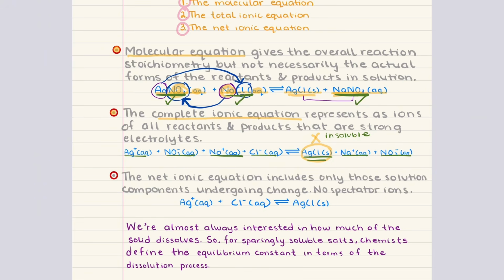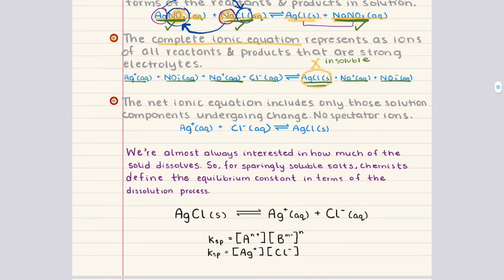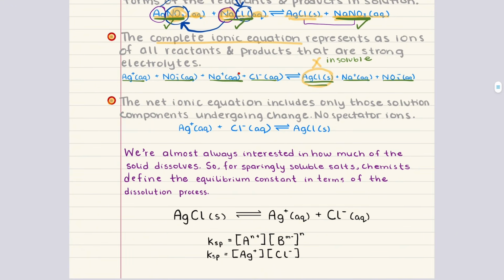Now we can move into our final step. Step 3 is writing the net ionic equation. To get this, we're going to eliminate the spectator ions. These are ions that appear unchanged on both sides of the equation. So in this case, sodium cations and nitrate anions are the spectator ions. They appear on both sides, so we are going to eliminate them. What remains is the actual chemistry taking place.